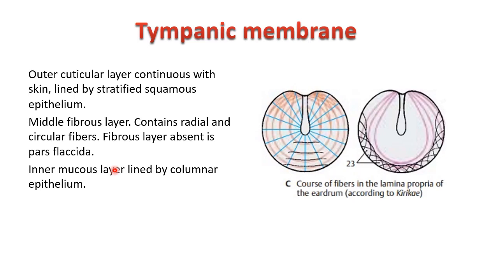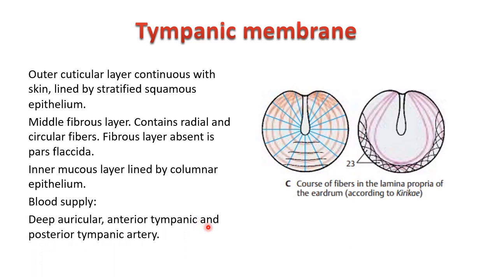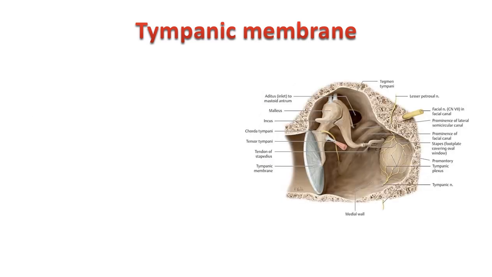So skin is an ectodermal derivative, the fibers in the middle are a mesodermal derivative, and the mucous membrane is an endodermal derivative. So the tympanic membrane is one such structure which is derived from all three germ layers. Blood supply: deep auricular and anterior tympanic branches from the first part of the maxillary artery, and you also have a posterior tympanic artery which is from the stylomastoid artery.